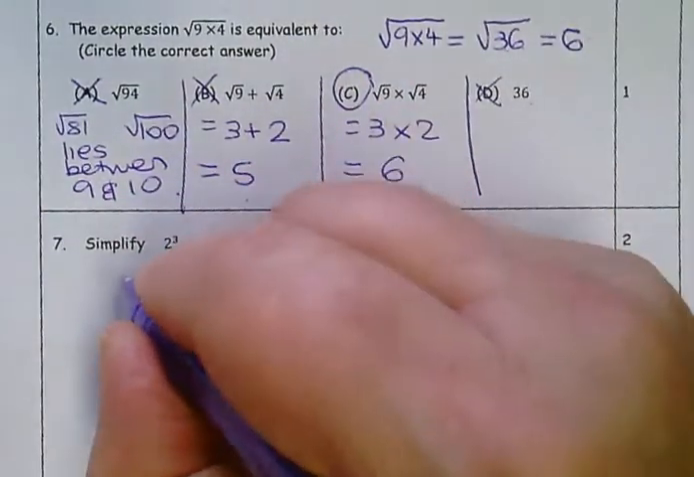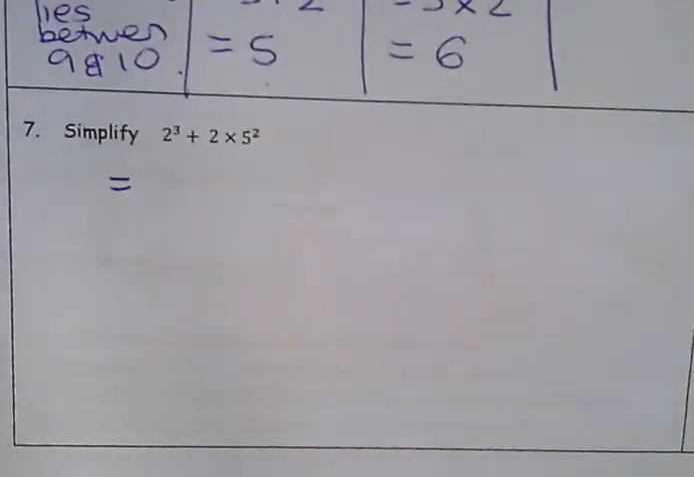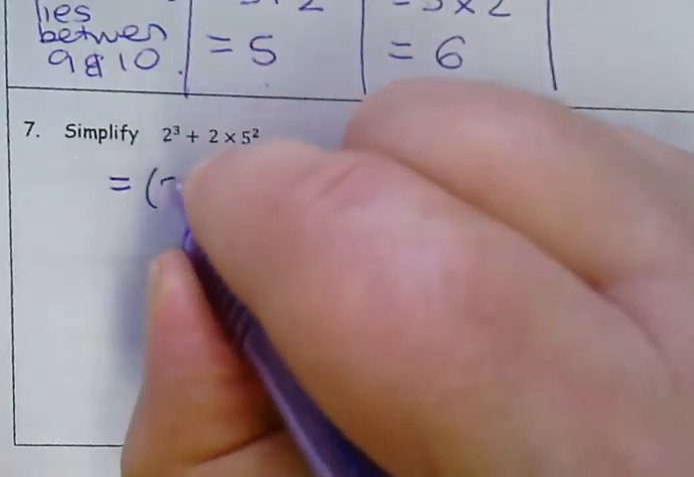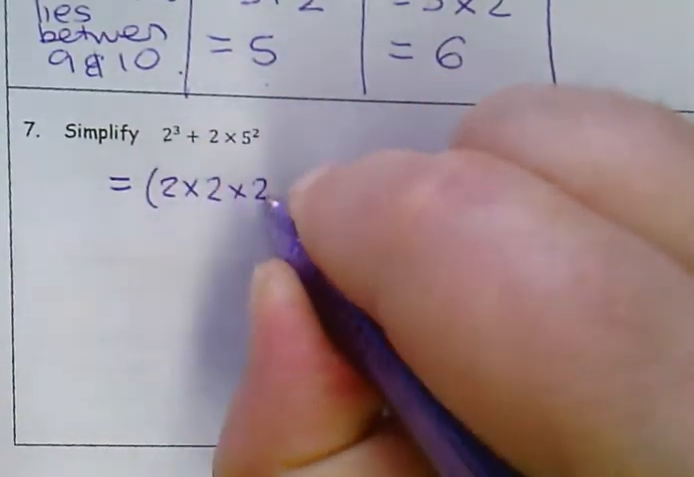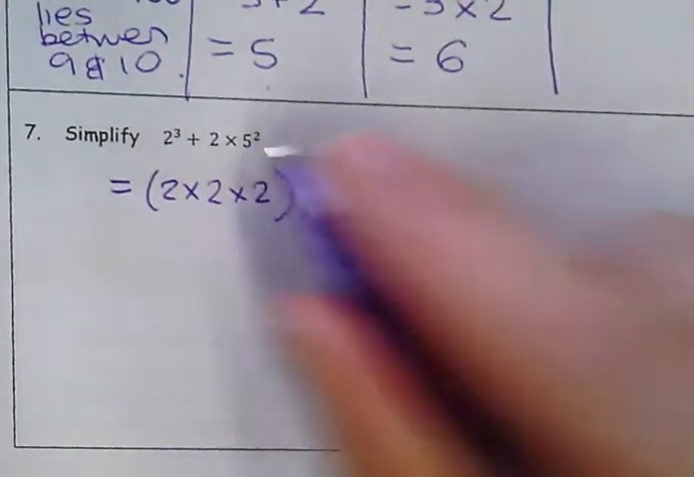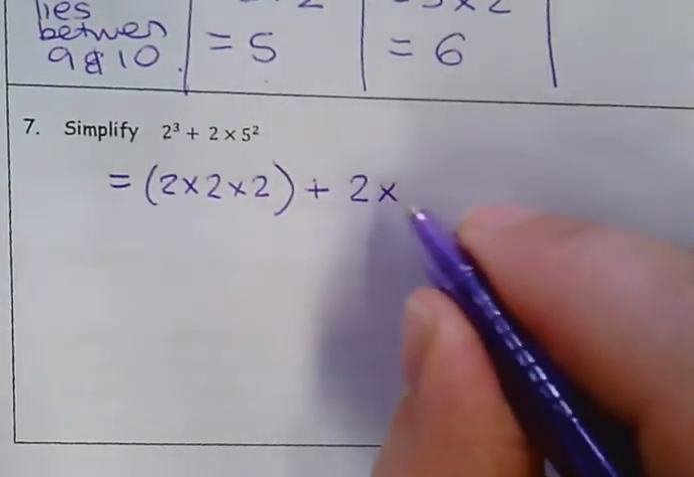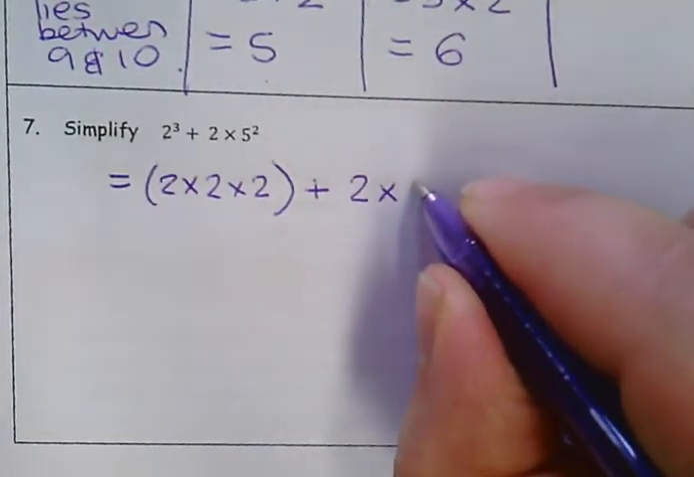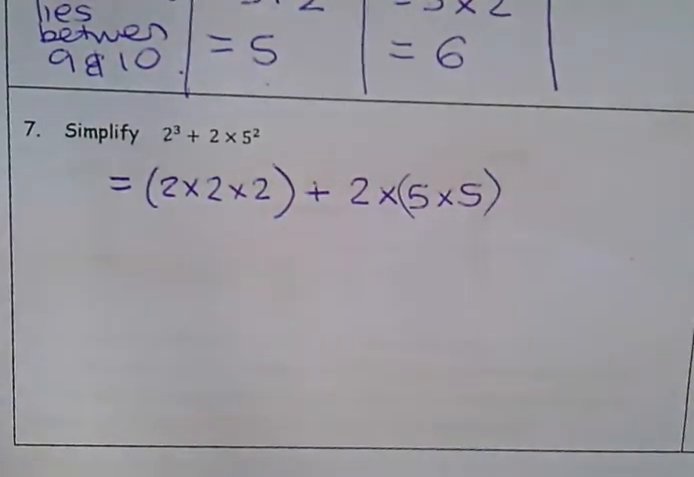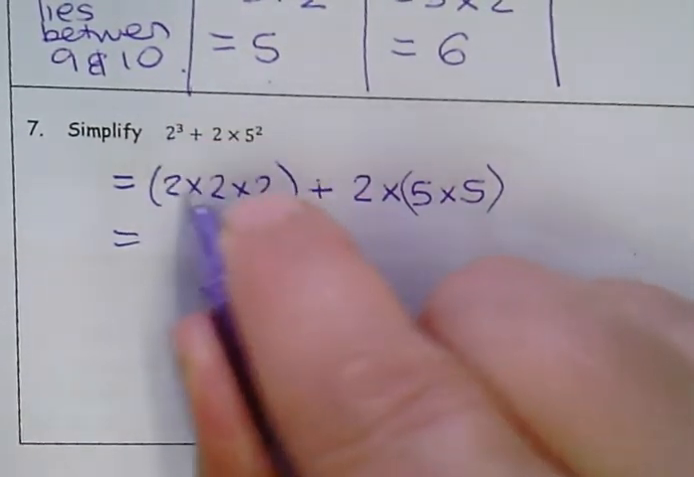Okay, now the next question here is to simplify this expression. And we've got 2 cubed. Now that 2 cubed means 2 times 2 times 2. So I'm just going to write it out, what it means. 2 times 2 times 2 plus 2 times 5 squared. Now 5 squared means 5 times 5. So now I'm going to put this 5 times 5 in brackets if you want to work that out first, okay? So just writing what 2 cubed means, 2 times 2 times 2.